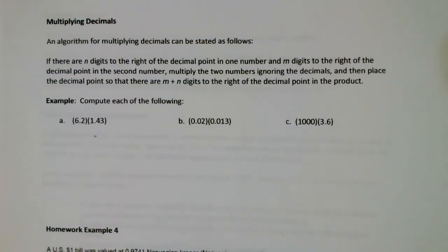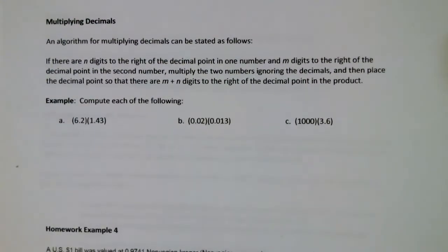An algorithm for multiplying decimals can be stated as follows. If there are n digits to the right of the decimal point in one number and m digits to the right of the decimal point in the second number, multiply the two numbers, ignoring the decimals, and then place the decimal point so that there are m plus n digits to the right of the decimal point in the product. So for a problem like, let's say 6.2 times 1.43, this is what I would do.